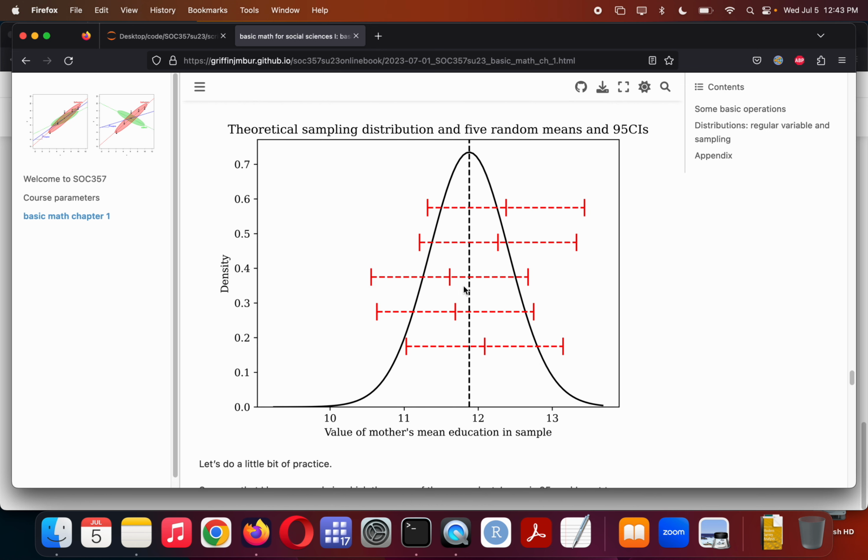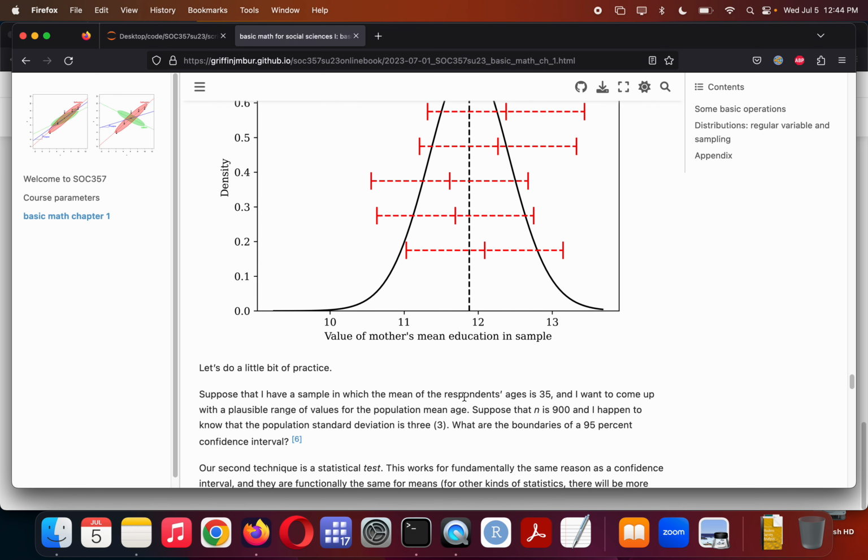Now, sometimes it won't. I didn't show an example here, but you might see a sample mean right over here, let's say, and add and subtract it, and then you won't include the true population mean, but in the long run, this should only occur 5% of the time. So let's do a little bit of practice.